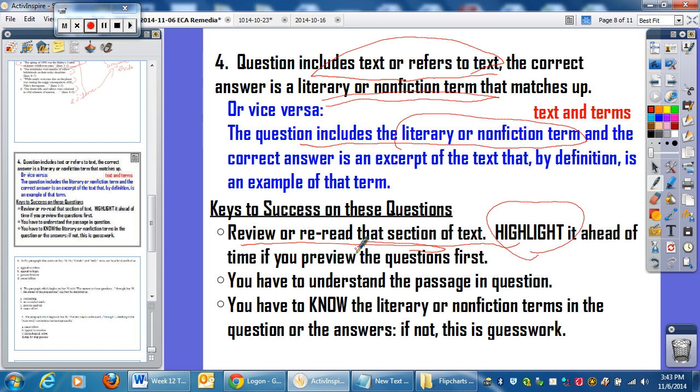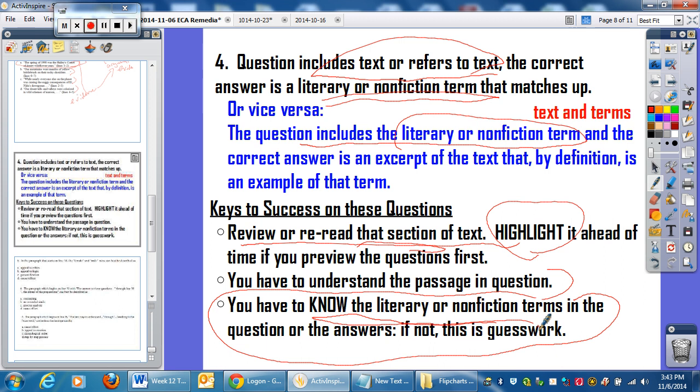Second, you have to understand the passage in question. If you read a paragraph and you have no idea what's going on in that paragraph, you're hit. But now, let's say you do understand what happened in that line or that paragraph. Here's why these things are worth a lot of points. If you don't know the literary or nonfiction term, you're guessing.